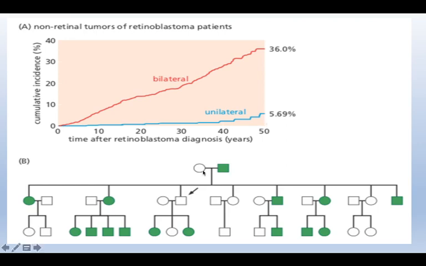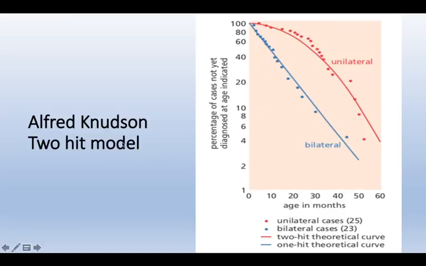Then the pattern of this retinoblastoma shows that there is a history of retinoblastoma affected individuals over here, with a square followed by a round. The round circle indicates females, squares are the males, and the green ones you are noticing are the retinoblastoma patients. Okay.